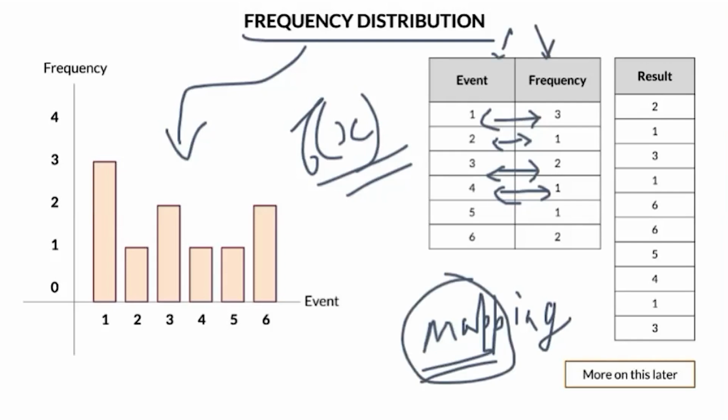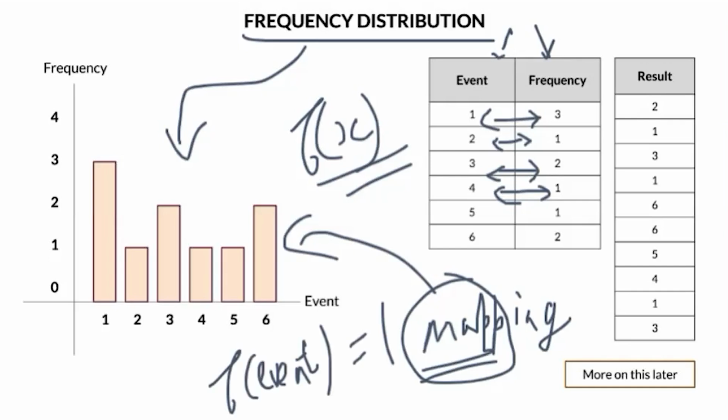This map you can show in the form of a diagram. Visually, of course, all of us will understand better, including me. Everyone will appreciate it better if you visualize these things. But we should not forget that frequency distribution actually means a mapping, a function. What it does is F of event equal to frequency, basically.